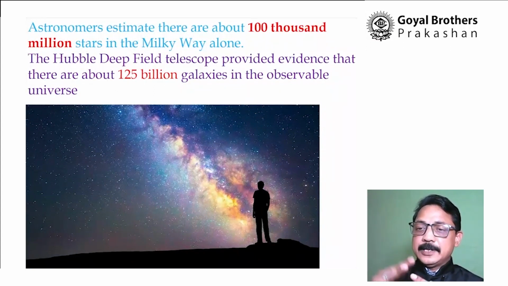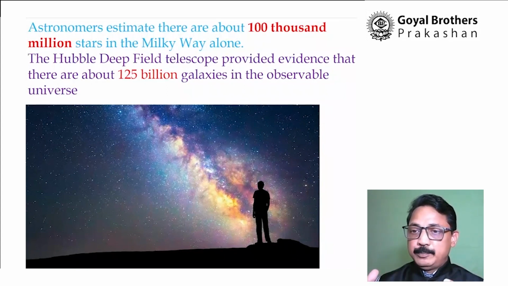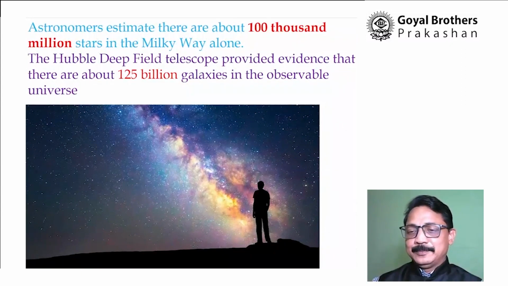So how many galaxies are there? So far, in the observable universe, they have estimated around 125 billion galaxies. Oh my God. 125 billion galaxies. And out of these 125 billion galaxies, one of the galaxies is our Milky Way galaxy, which is home to our planet Earth. Okay, dear students, the universe is unimaginably huge in size, absolutely huge in size.